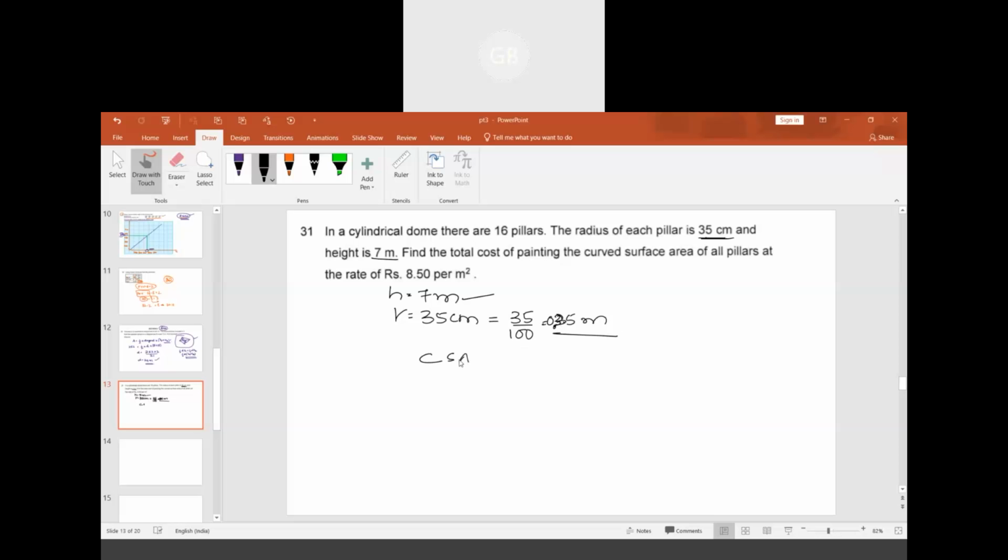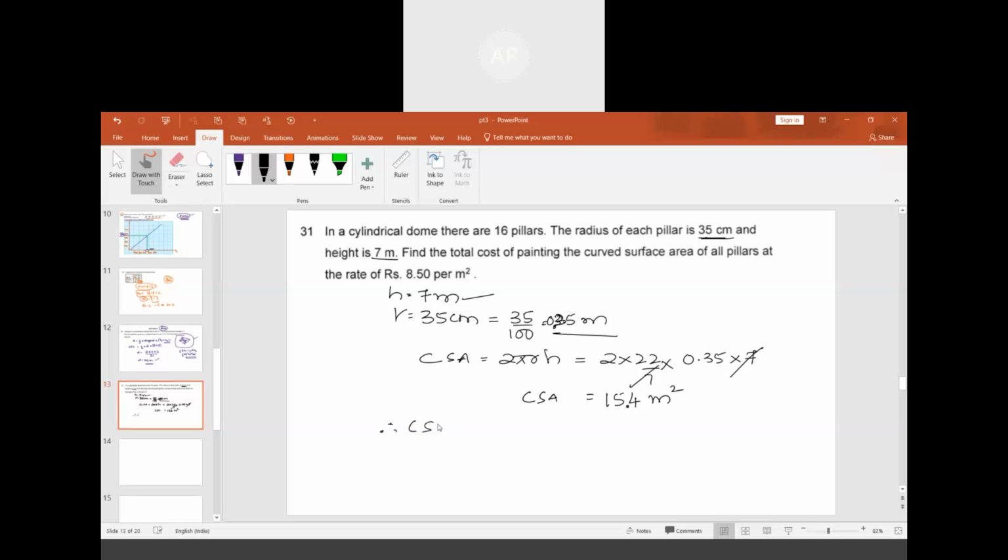We all know the curved surface area is given by 2 pi r h. So 2 times 22 by 7, into the radius 35 by 100, that is 0.35, into the height 7. The 7s cancel, and we get 15.4 meter square. This is in terms of meter square, and this is the CSA of one pillar.